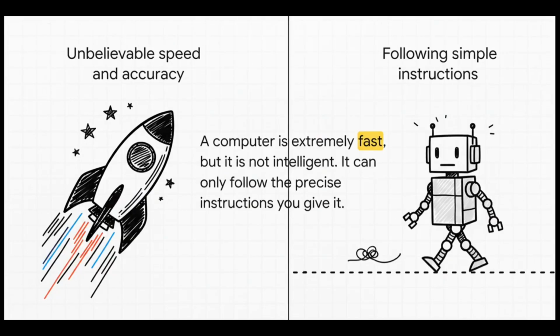Okay, first things first, you gotta get this in your head. Computers are not smart. They don't get nuance. They don't understand your intention. What they are is incredibly, blindingly fast and perfectly obedient. Think of them as the most powerful, but also the most literal-minded assistant you could ever imagine.